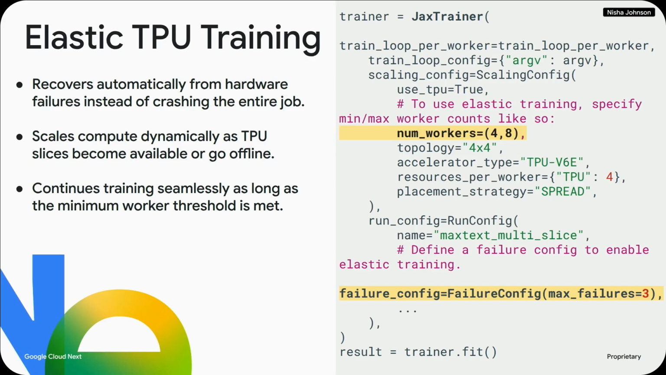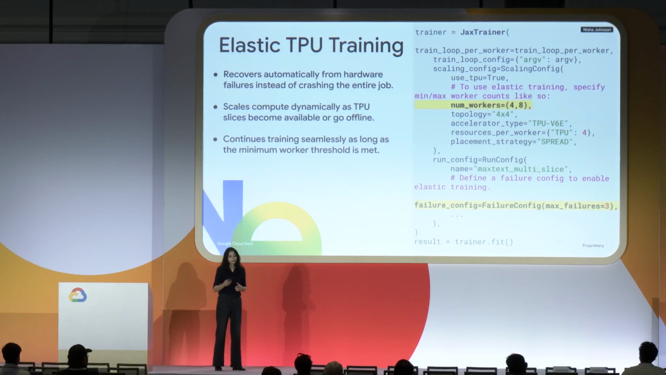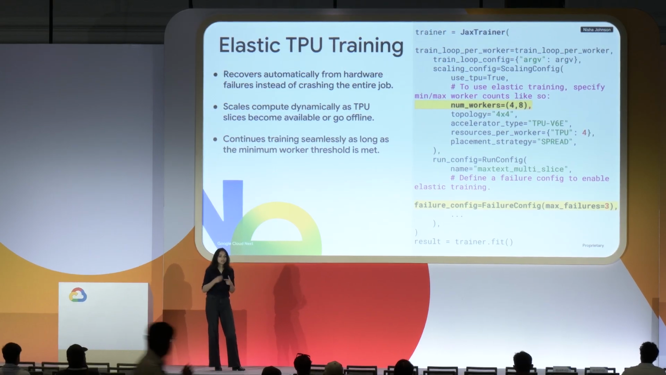One common complaint when you do training on large-scale jobs is that hardware failures cause crashes. Elastic training is a very popular feature in the GPU world of Ray. And now it's also supported for TPUs. So if a slice fails or goes down, Ray can automatically recover from a checkpoint as long as the number of workers has not fallen below a minimum threshold. And you need to also set a failure limit, because it'll retry up to the failure limit to prevent infinite recovery loops.